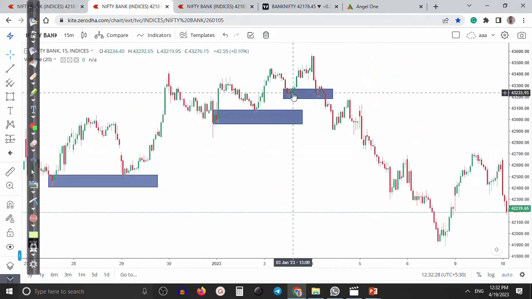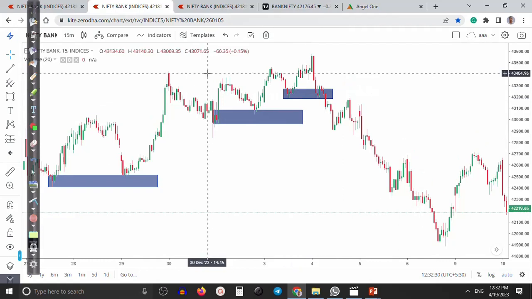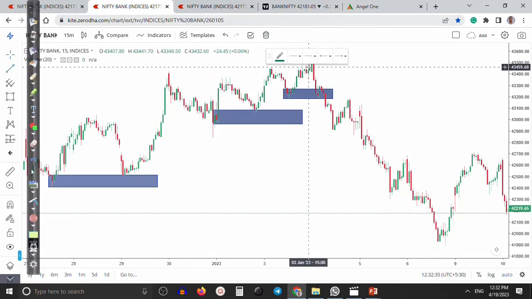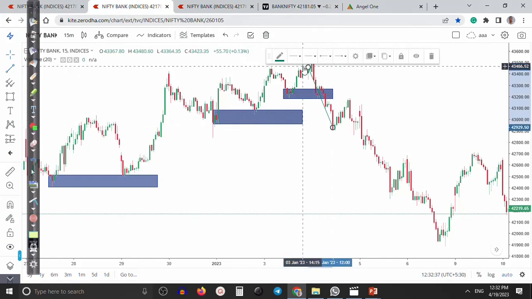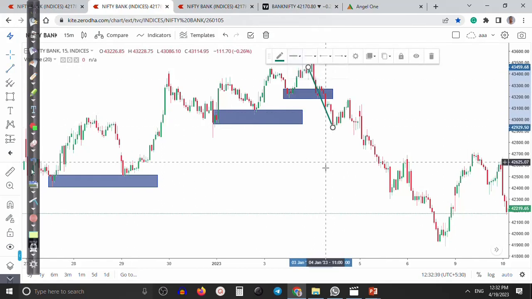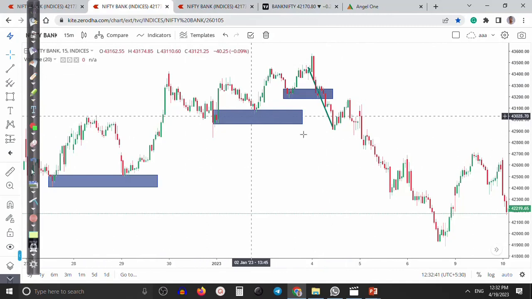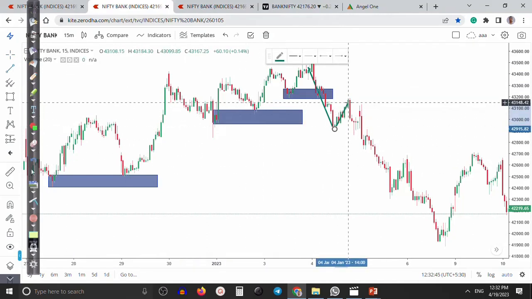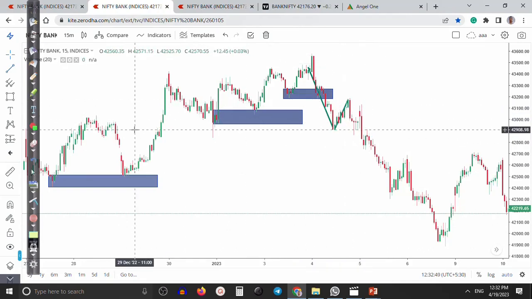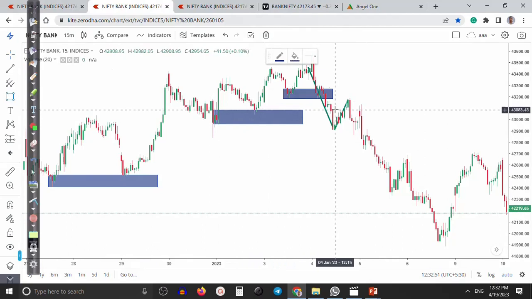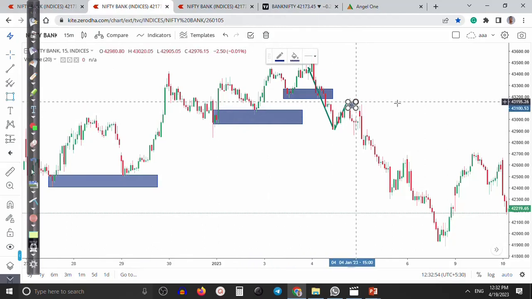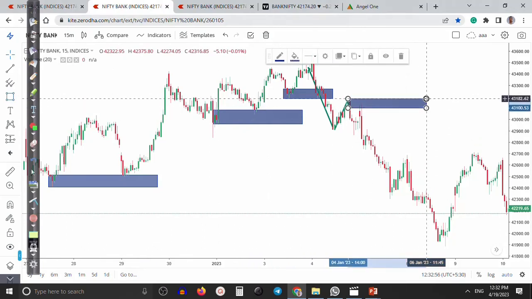So now you can see finally they broke this demand zone and created a new lower low here. Let me make it a little bit thicker. Okay, so after that price pulled back again, price pulled back here, and price dropped from this area. So let me show you. This is the supply zone. You can see, this is the supply zone.